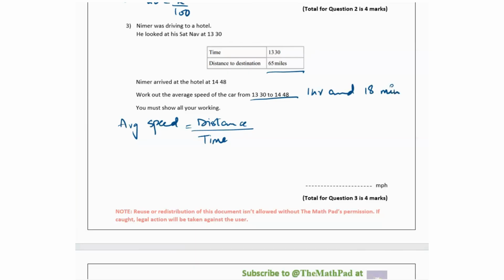If you convert that into hours, because they want it in miles per hour, 18 divided by 60 is 0.3 hours. So time is 1.3 hours, because 1 plus 0.3 is 1.3. So 65 divided by 1.3 gives us 50 miles per hour. That is your average speed.